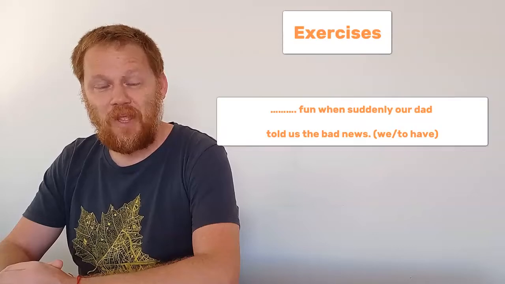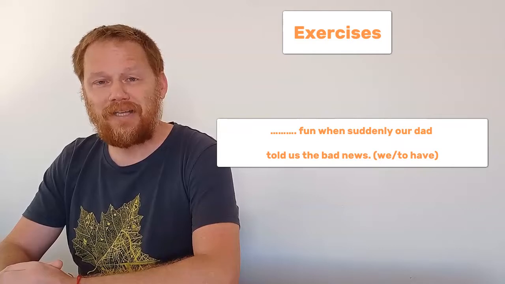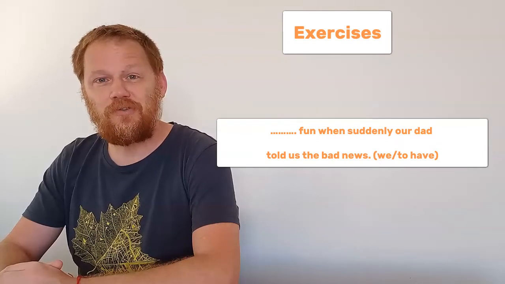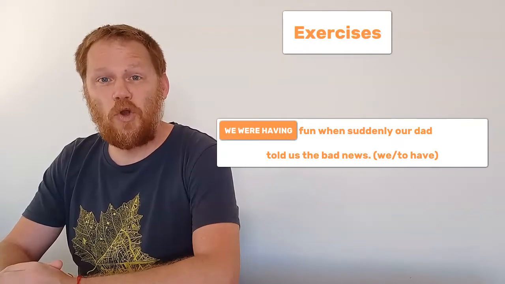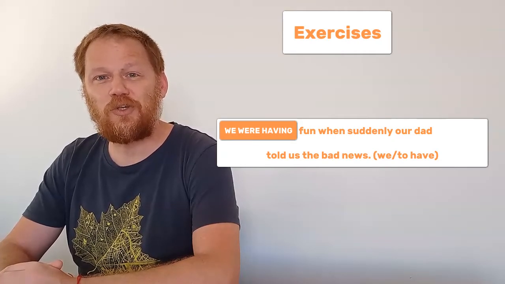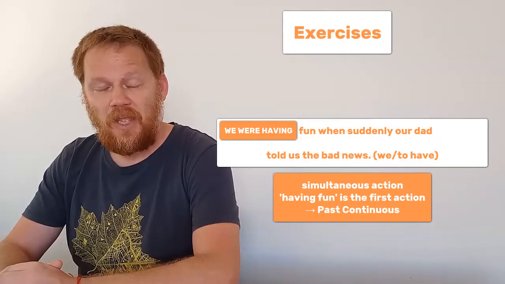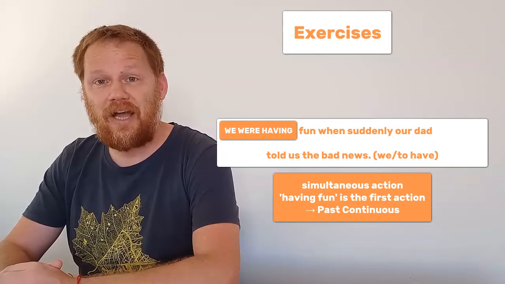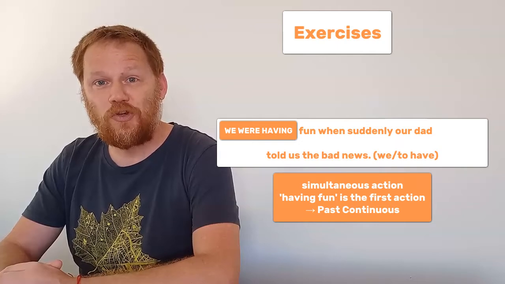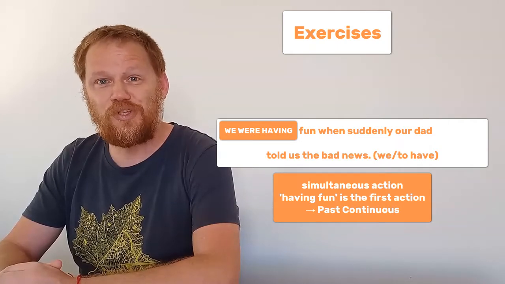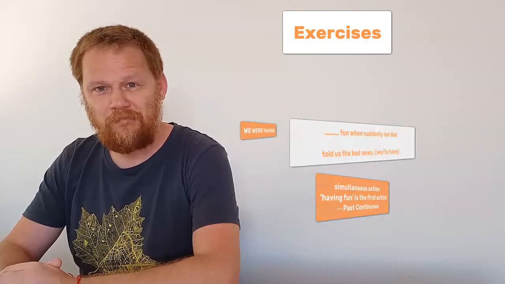Second example. We to have fun when suddenly our dad told us the bad news. Again, you can pause the video if you want to. And the correct answer is we were having fun when suddenly our dad told us the bad news. So in this case, we use the past continuous. We have here simultaneous actions, okay? And the action of having fun started first in time. So we need to use the past continuous. We were having fun, okay?